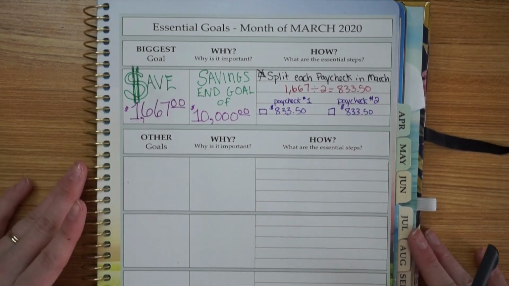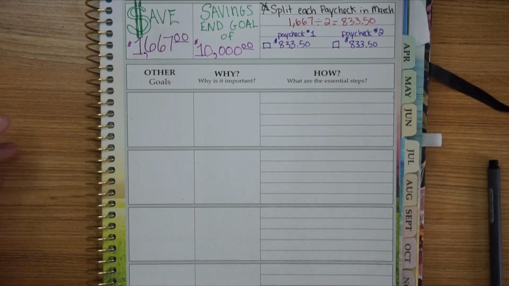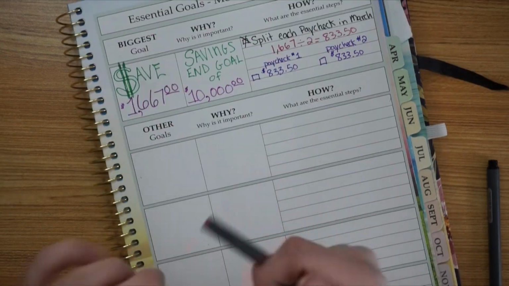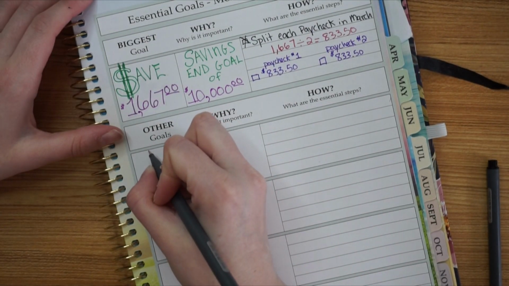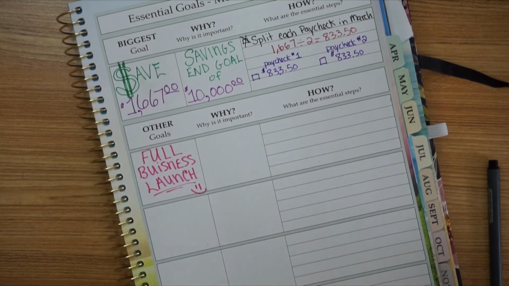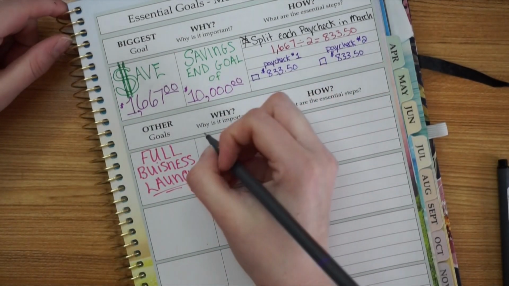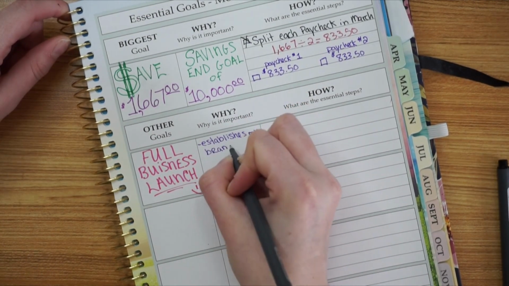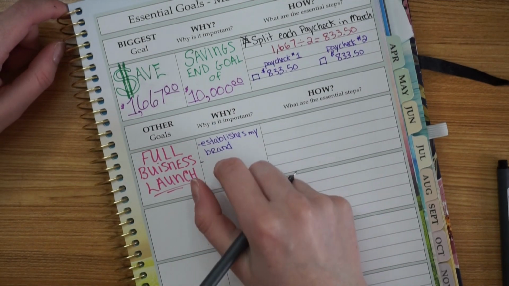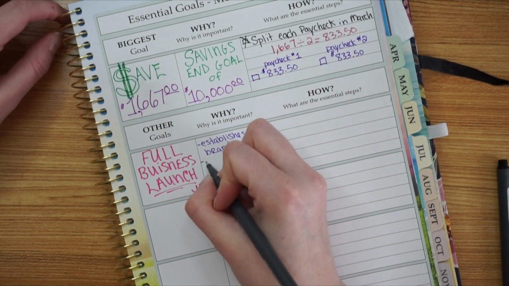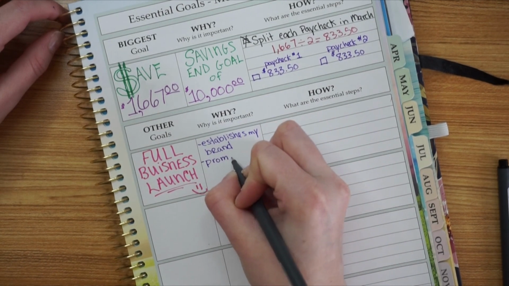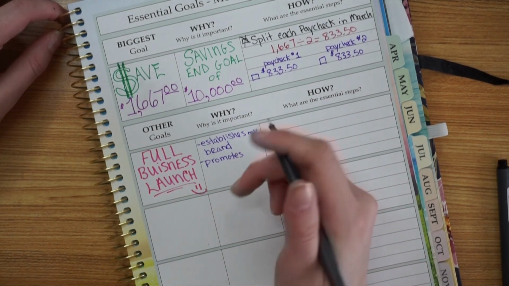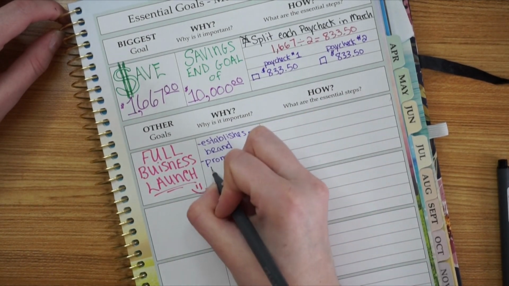Now let's kind of jump down here to what my next goal is going to be. For my other goals, I'm gonna pick out some of my favorite colors. Why is this important? This is important to me because it establishes my brand. And with me finally launching my business, it promotes towards my goals. I think I spelled that right, but whatever. I probably spelled that wrong, but you know what I mean.